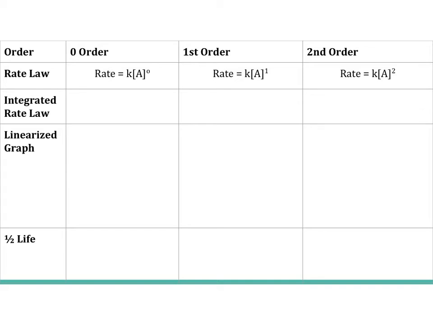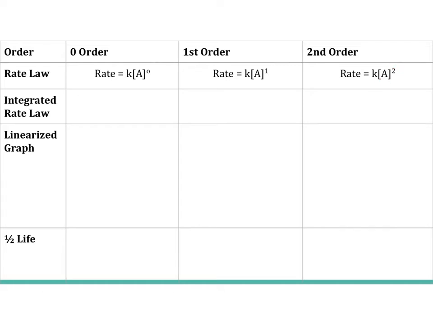So we know that a rate law is equal to the rate law constant times the concentration to a certain exponent. So for zero order, the exponent on the concentration is 0. Or in other words, the rate is equal to a constant value. For first order, the rate is equal to the rate law constant times the concentration of a reactant to the first power. And for a second order reaction, the rate of the reaction is equal to the rate law constant times the concentration of a reactant raised to the second power.